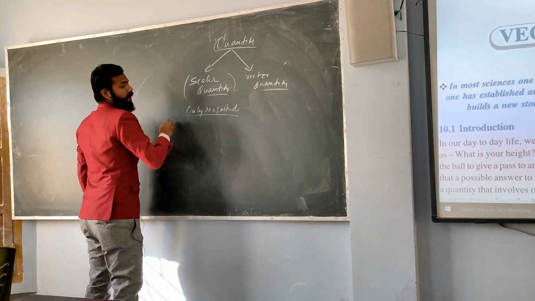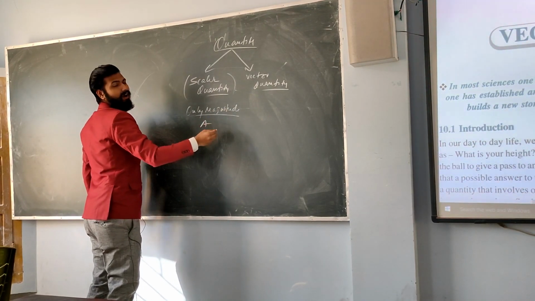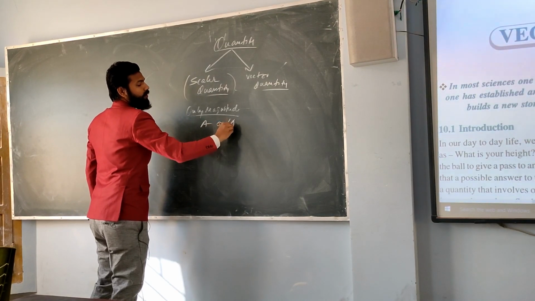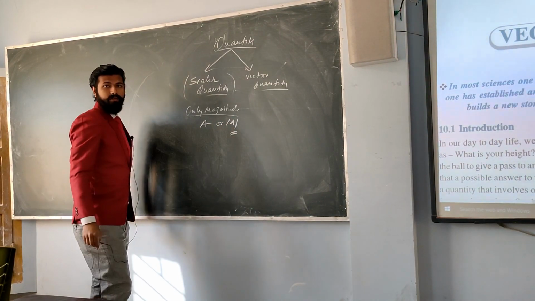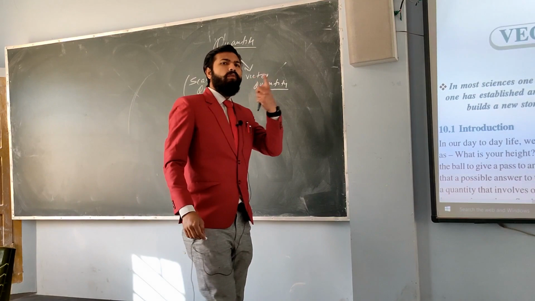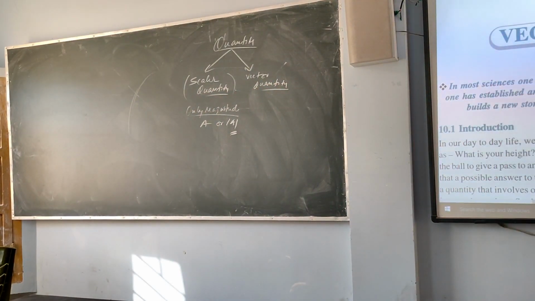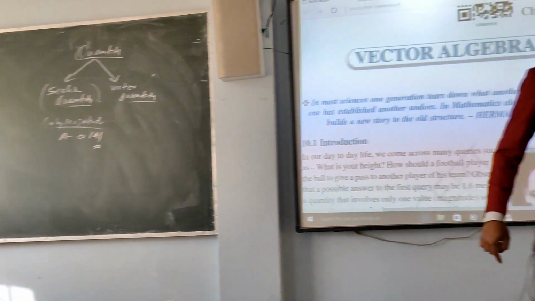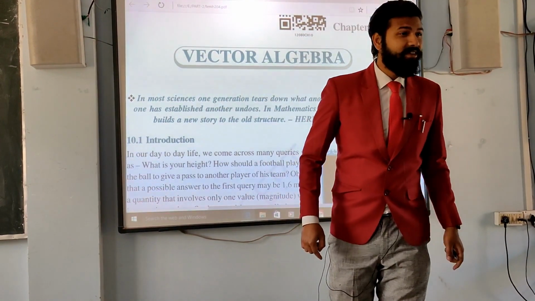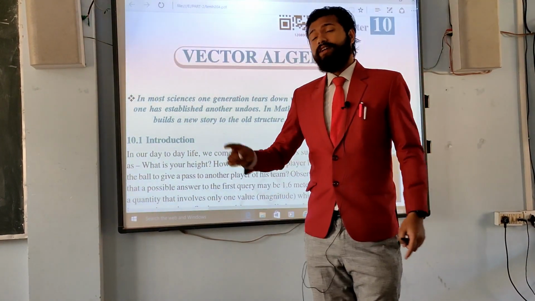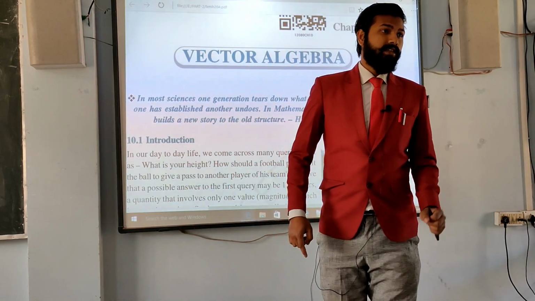Magnitude, as we write only A, or we also write modulus of A. This means the magnitude, right? And magnitude cannot be negative. Magnitude is always positive, right? Distance is a scalar quantity because it has only magnitude. Distance cannot be negative, right? Only a vector quantity can be negative. Remember this thing. It's a very important point.